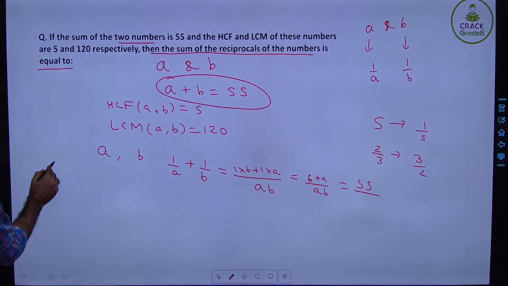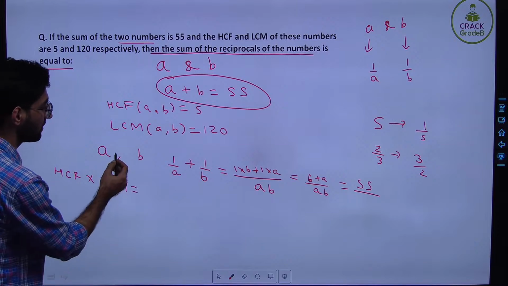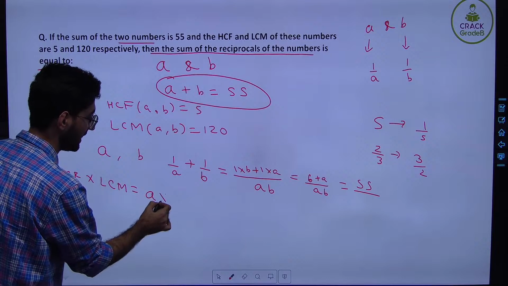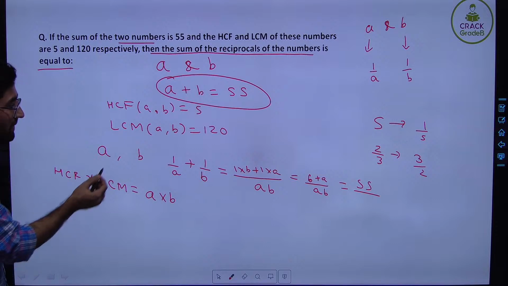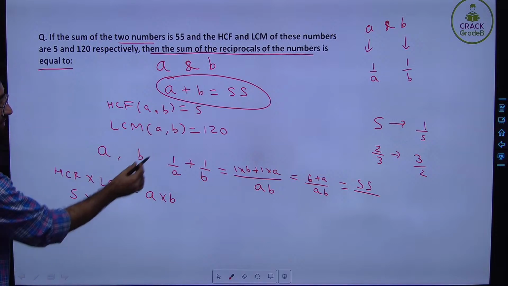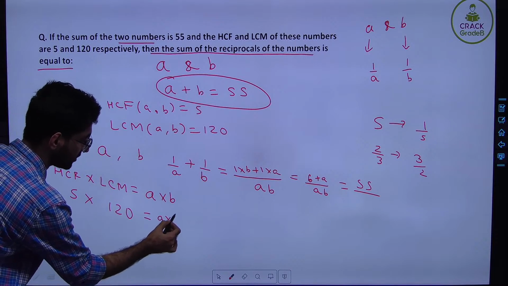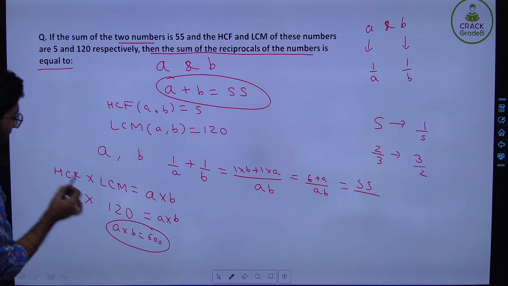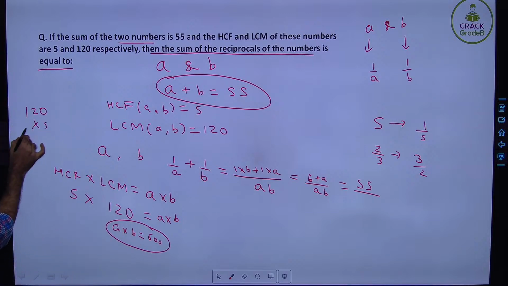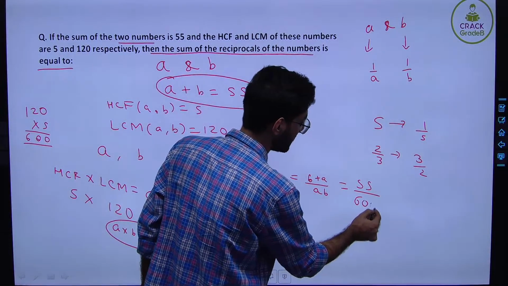Try to recall that formula: HCF into LCM is equal to first number into second number, A into B. Are you able to recall this property? What is HCF? HCF is 5. What is LCM? LCM is 120. And this is equal to A into B. So basically, A into B is equal to 600. If you multiply 120 and 5, it will be 600, right? So A into B equal to 600. So basically 55 by 600.